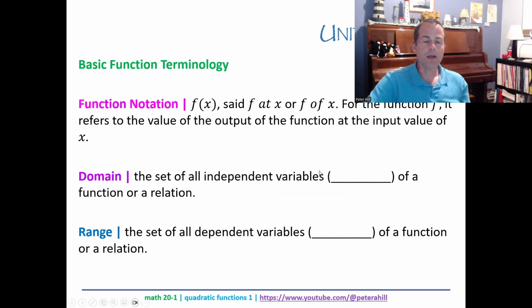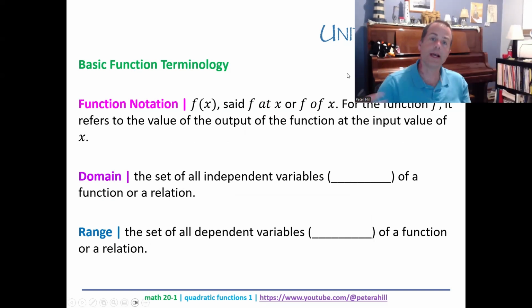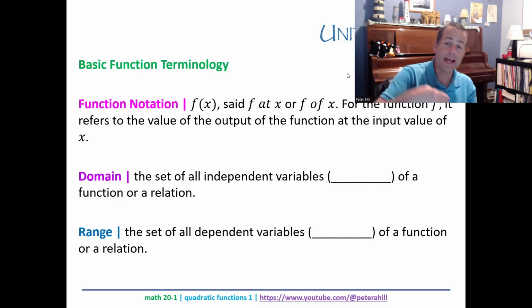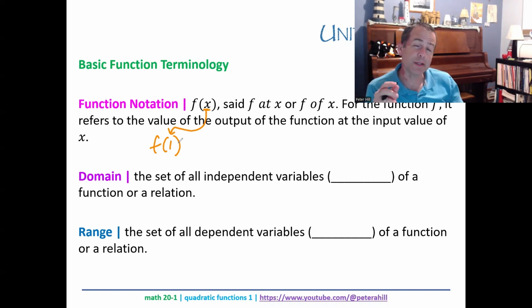Okay, function notation says f of x. Now, it's said as f at x or f of x. What it really is, is we have this function f, and then it refers to the inputs x. So it refers to the value of the output. f of x is the output with x being the input. So if I was to say f of 1, what I'm really saying is what's the value of the output when your input is 1. Because I replaced x with 1 and x is my input. So f of 1 speaks of the y value when x is 1.